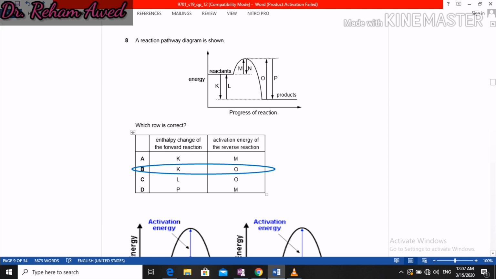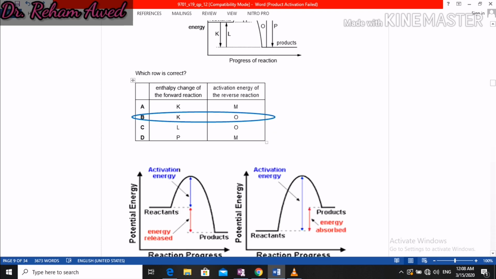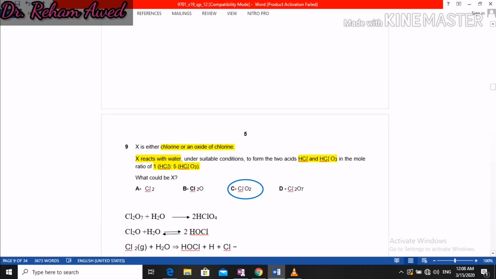So we can answer the following question easily. We have a relation between the enthalpy change for the forward reaction. The forward reaction is exothermic. So the enthalpy change delta H equals the K value. It is the change in enthalpy. The next choice, activation energy of the reverse reaction. The reverse reaction is an endothermic reaction. So we need to have an amount of energy equal to delta H plus activation energy. So we have the O value. Okay.